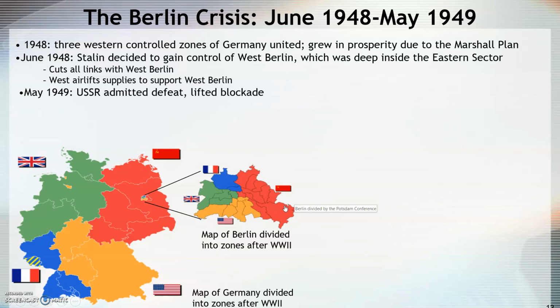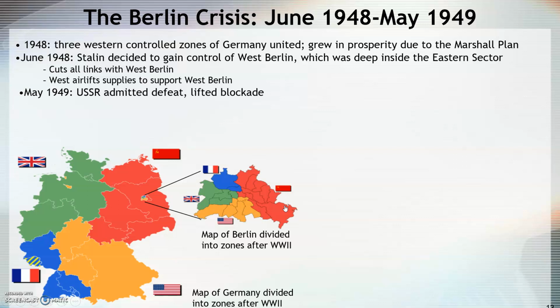So Stalin wanted to gain control of West Berlin. If he had control over all Berlin, he would have control over the whole capital of Germany. So it would be a very important, symbolic control piece for Stalin. So what he does is he basically cuts all links with West Germany. All of the roads leading to West Berlin were cut off, so no more supplies could get in. So essentially he's trying to starve the people of West Berlin into submission.